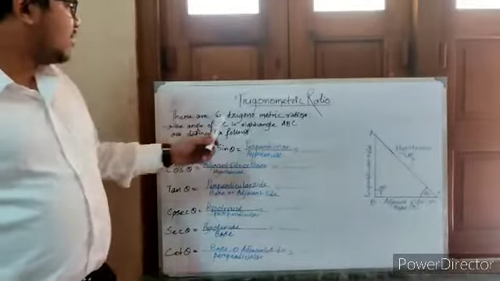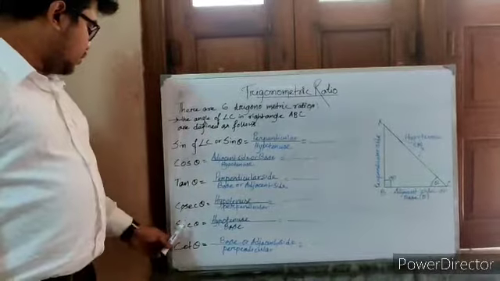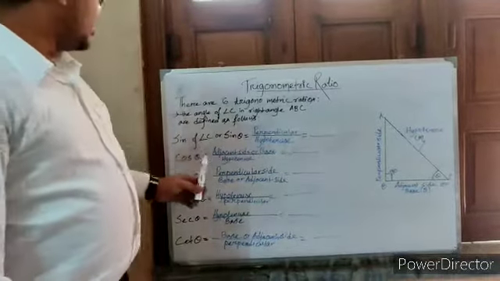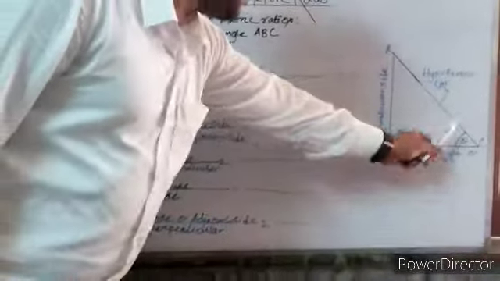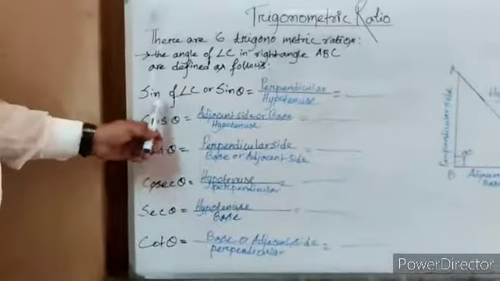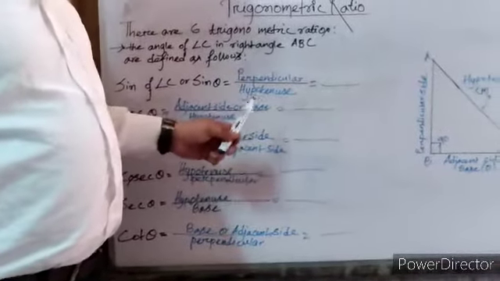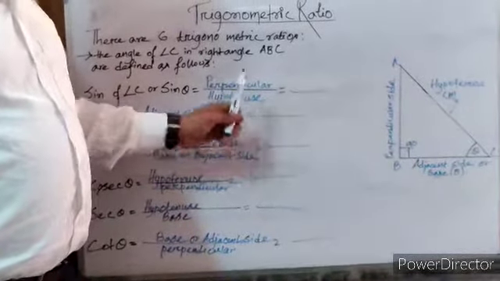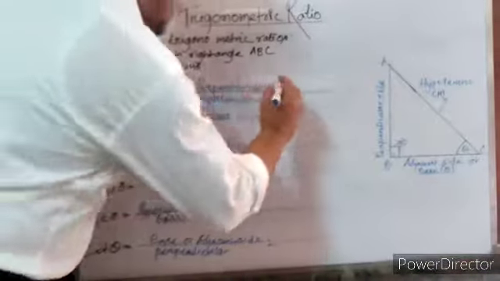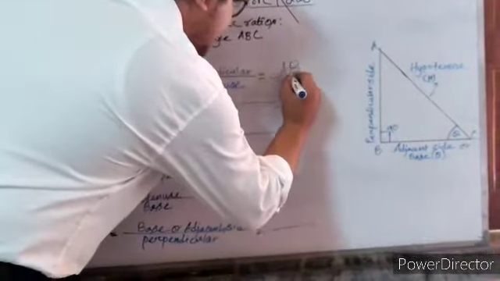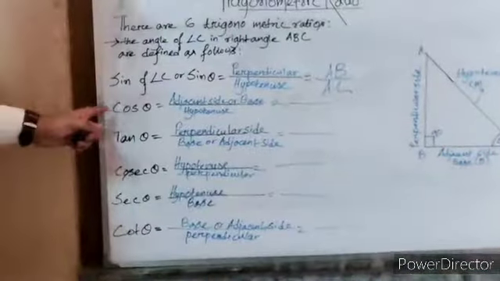So there are 6 trigonometric ratios. We will find the ratios with respect to angle C, the theta here. First of all is sine of angle C, or we can say sine theta. What is sine theta equal to? The perpendicular by hypotenuse. So what would be AB and AC? Clear?